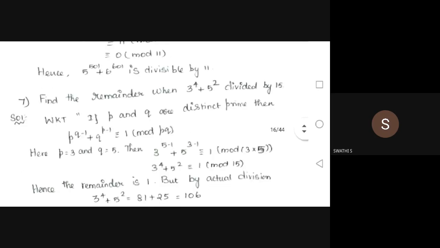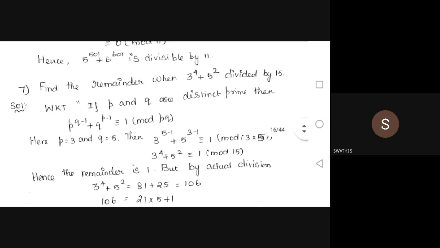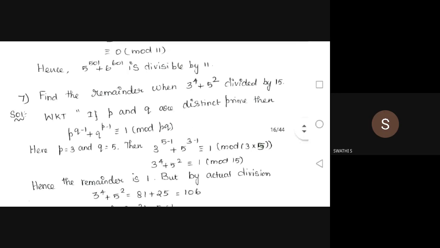So it can be verified by actual division. We are going to find the remainder of 3 power 4 plus 5 square divided by 15 using actual division. 3 power 4 is 81, and 5 square is 25. That is 106.